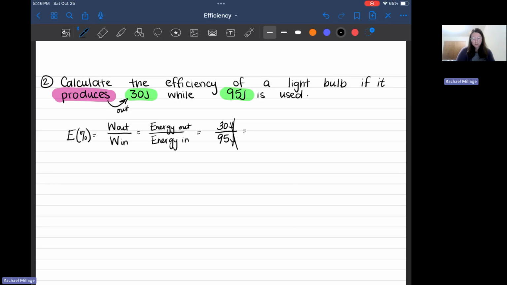My joules cancel out. And that gives me 0.316. But we're saying, hold the phone, we forgot something. We need to multiply this times 100 to make it a percent. That's right. So we need to take this 0.316 and multiply it by 100 to get a percent. When I do that, the calculator shows me 31.6%. That is my answer.